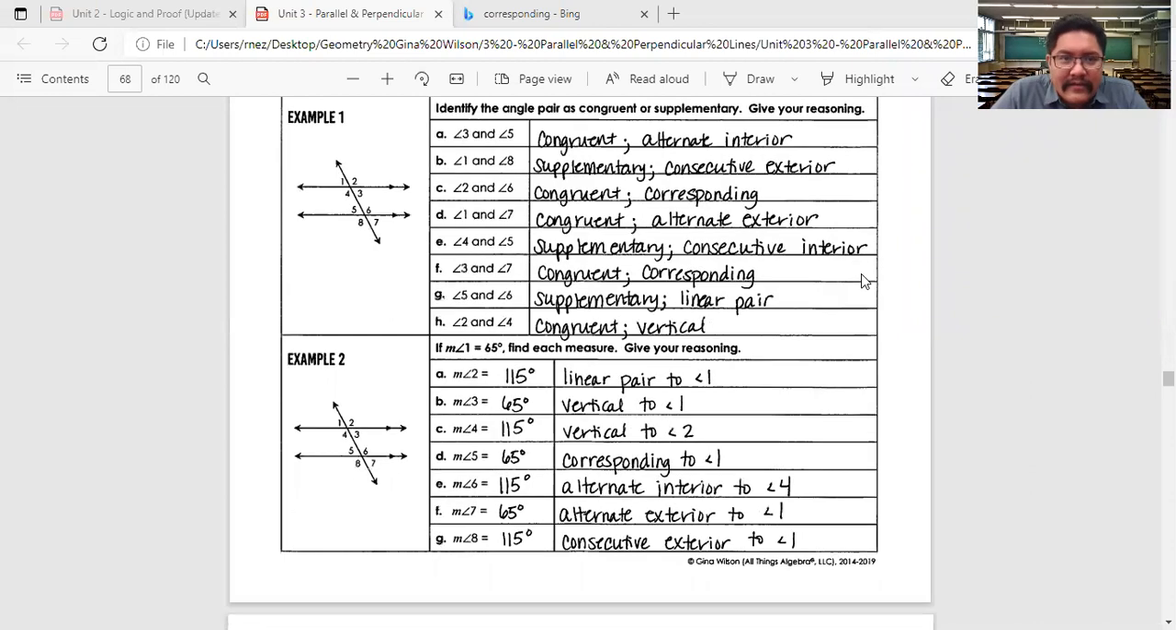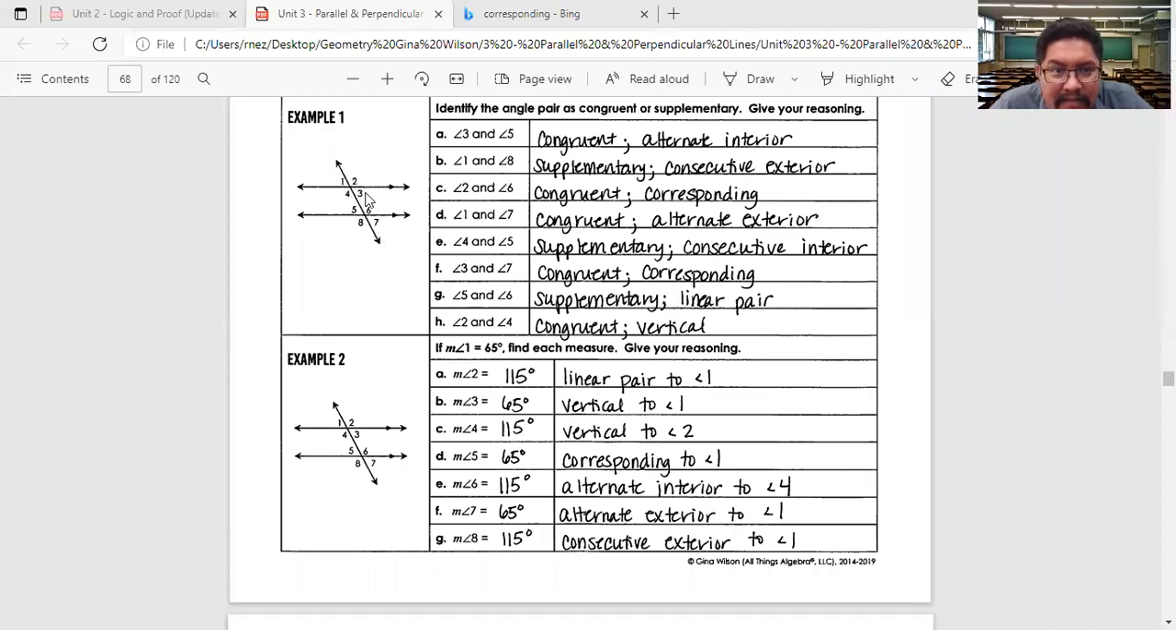All right, I'm going to move down here, and hopefully that would be enough for you to see. I think you can see the whole thing. So identify the angle pairs as congruent or supplementary, and then give your reasoning. So let's see what we have. For A, we have angle 3 and angle 5. Angle 3 is on the upper part here, on the lower right. And 5 we have right here, the bottom intersection at upper left. So they're on the opposite sides.